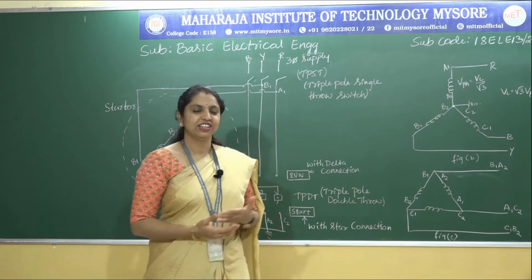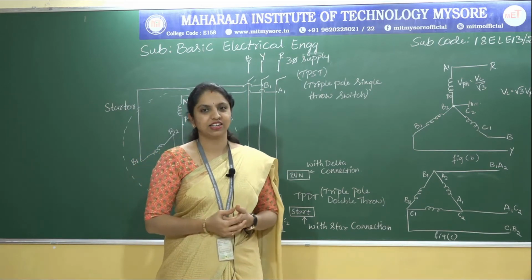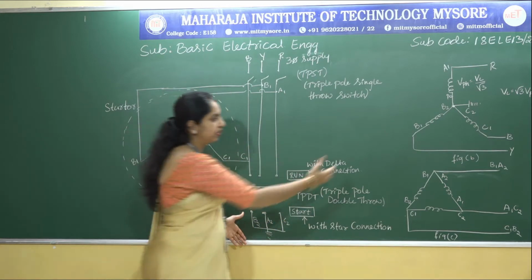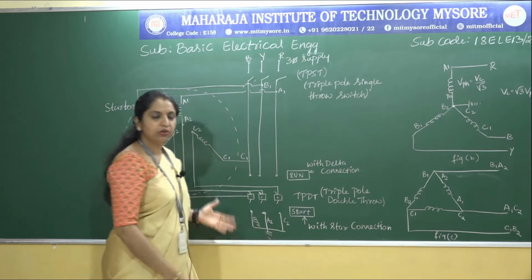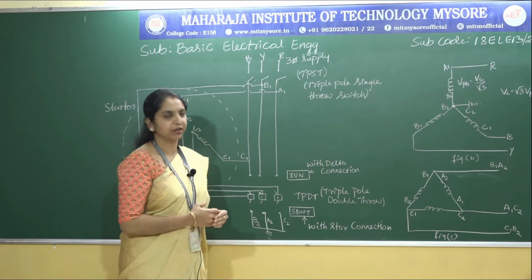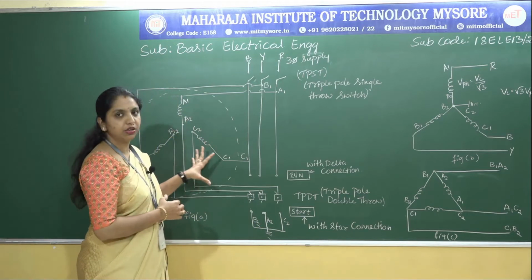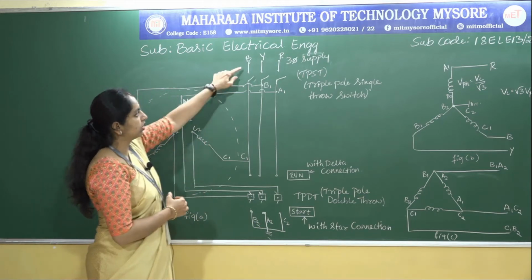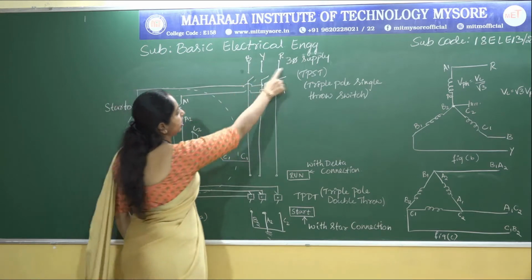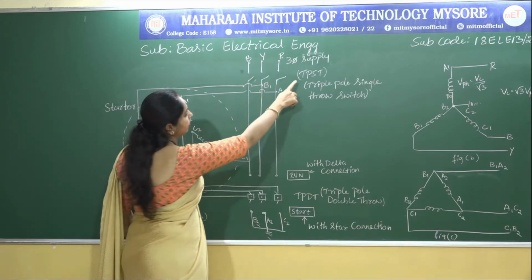Now we shall see the working of the star delta starter. You have three figures here: figure A, figure B, and figure C. Figure A shows the circuit of the star delta starter. In this circuit you can observe three lines, indicated as three phase, and we have a TPST.